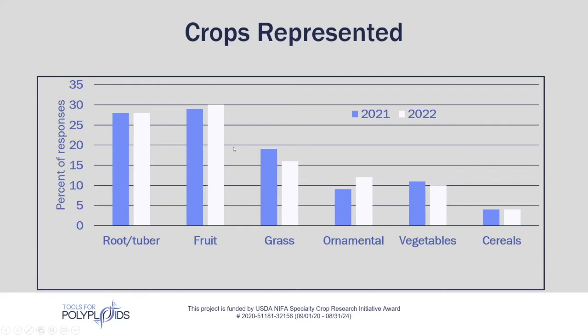In the grass group, we have, of course, turf grass. We have forage grass as well, but also sugarcane goes in this group. Ornamentals, mainly roses and chrysanthemums, but a lot of other things too. There's a wide diversity of ornamentals. Vegetables, in this case, seem to be mainly legume crops, some of the herbs, such as mint and things that are tetraploid, and various cereal crops.